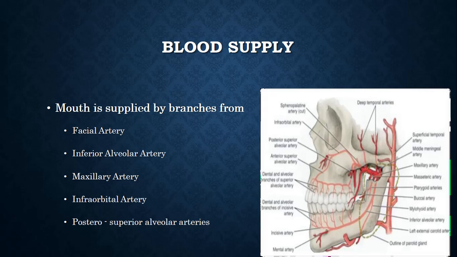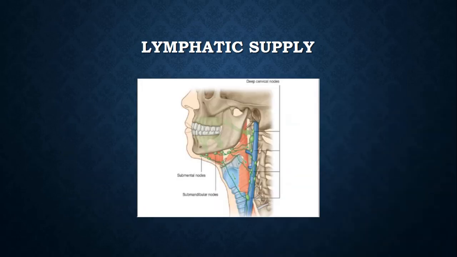The mouth has a rich blood supply, getting branches from different arteries like the facial artery, inferior alveolar artery, maxillary artery, infraorbital artery and posterior superior alveolar artery. Lymphatic drainage is from the submental, submandibular, jugulo-digastric, and superficial and deep cervical systems, draining ultimately into the internal jugular lymphatic system.